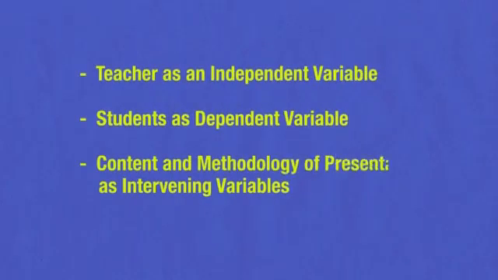The third variable, that is content and methodology of presentation as intervening variables. The intervening variables lead to interaction between the teacher and the students. The content determines the mode of presentation: telling, showing, and doing, etc. Now coming back to the three phases of teaching.